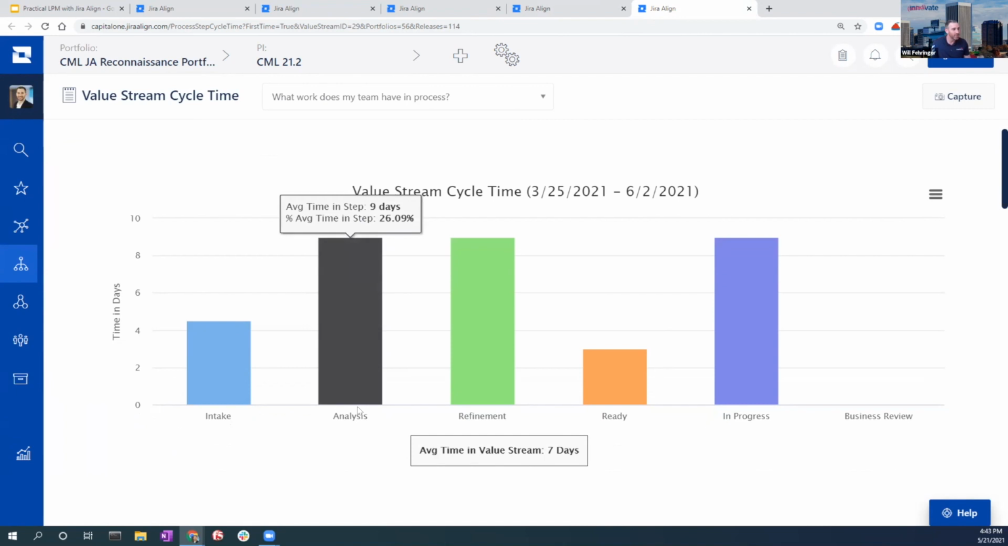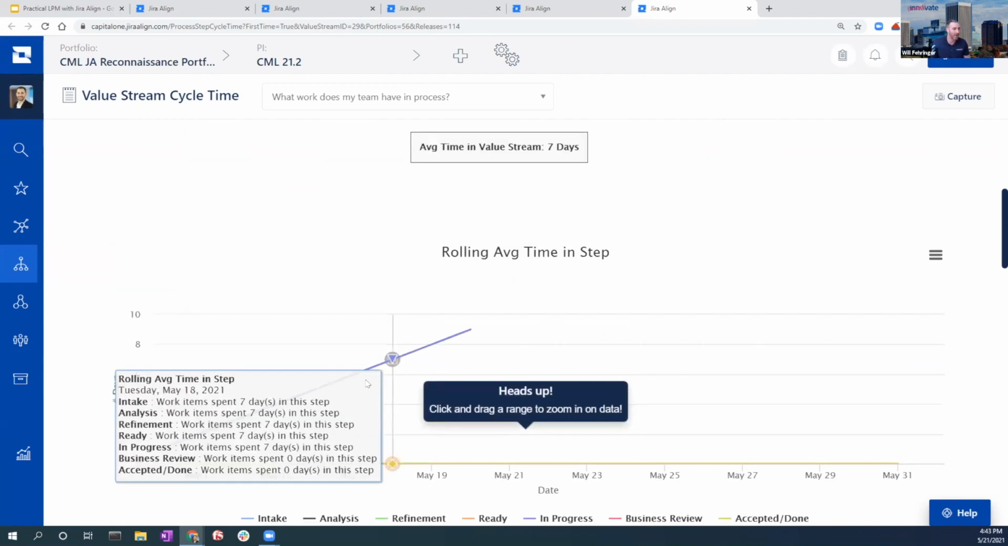But it also shows, for each step, the average amount of time that epic spends in that particular step. Again, this is where you see the wonky data, where it says 9 days in the analysis step, but only 7 days to make it all the way through the system. Something's off there, obviously, but you can start to identify whether there are certain steps where our epics are getting bogged down, taking a disproportionately long time, and determine what we can do to improve our flow through that step of the Kanban.